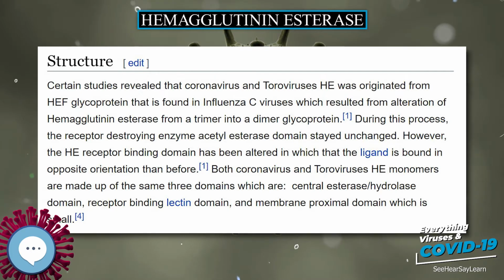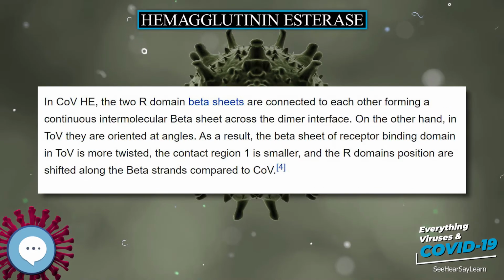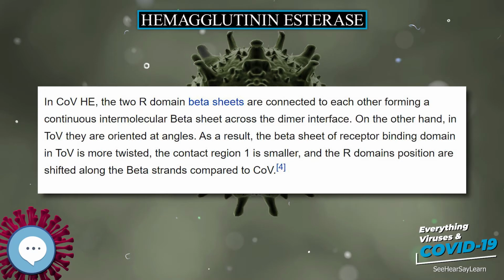HEF proteins have a unique hexagonal arrangement of spikes. This feature is unique to Influenza C virus particles. The arrangement is a covering outside of the particle.